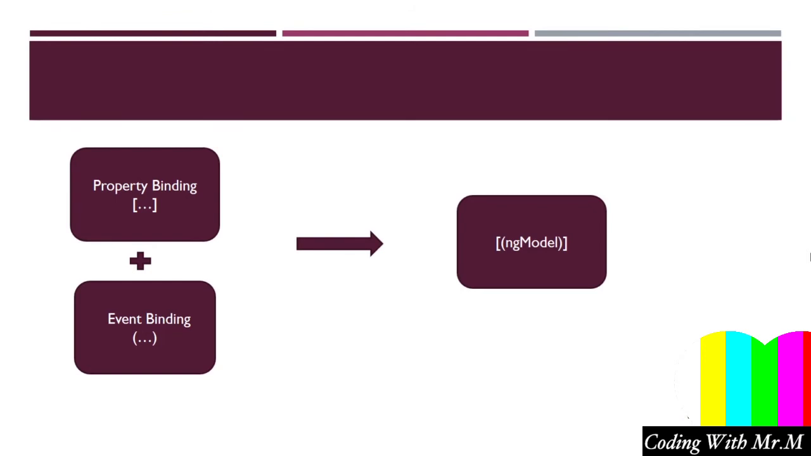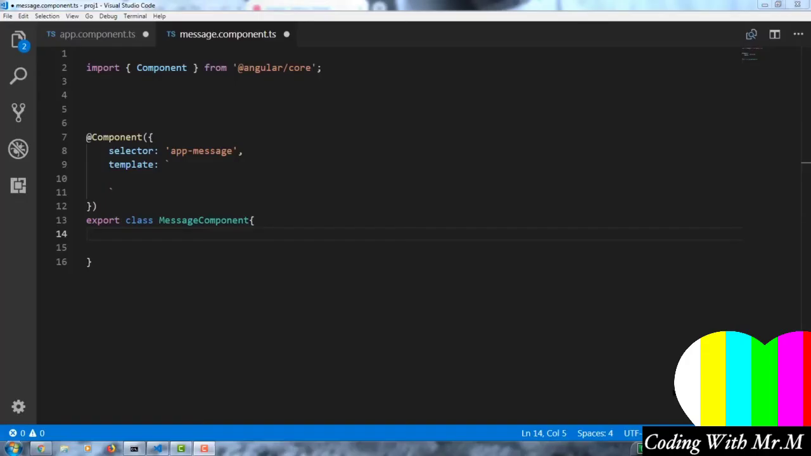In the last part of this section, we will create an end-to-end demo project using all the bindings that we discussed since the beginning of this section, that is from interpolation till two-way data binding. In this part of the data binding section, we'll quickly see how to do interpolation, event binding, property binding, and two-way data binding to look at some output as the data binding result. So let us start with interpolation.